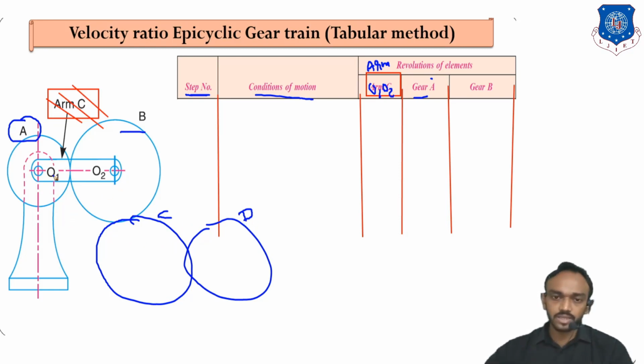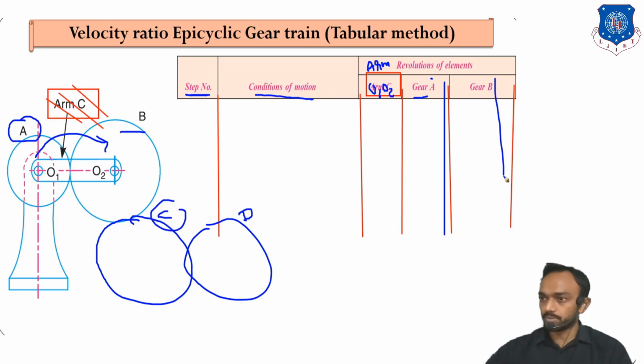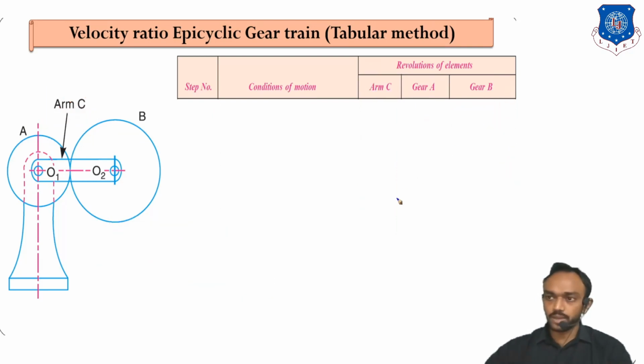Whatever the gear, start with any one gear and go one by one. A connected to B, so B will be after A. There is a C; B and C are connected, so after B there will be C. In this manner you have to write all the gears and the arm.